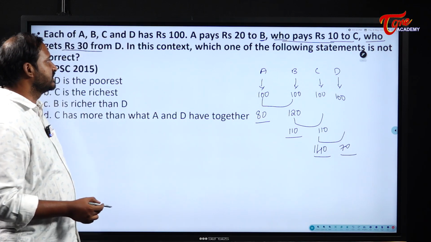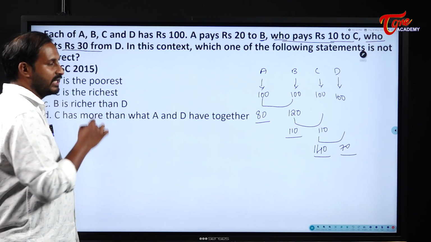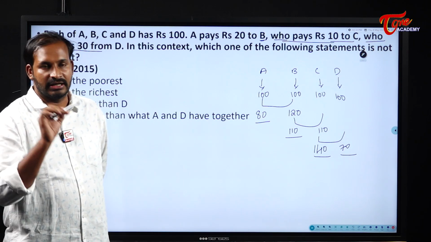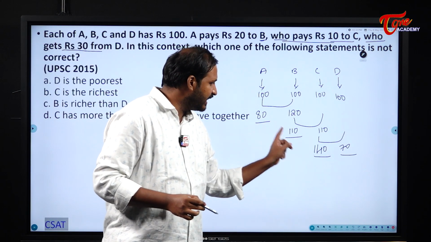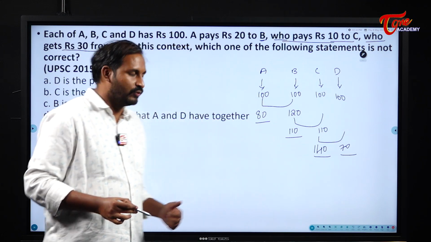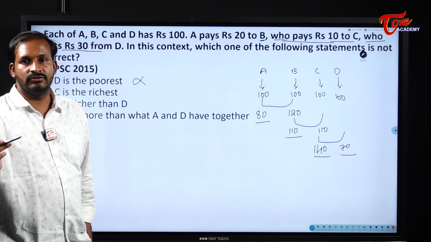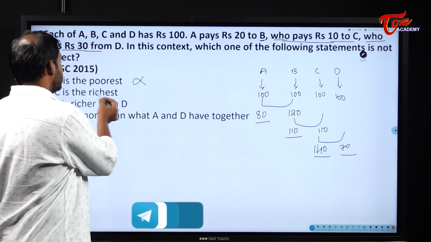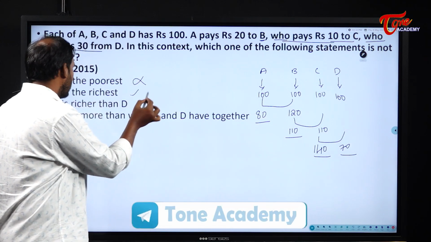Now come to the options. In this context, which one of the following statements is not correct? He is asking us for the one that is not correct. Now, D is the poorest. Yes, actually see here 80, 110, 140 and 70. Who is the poorest among these four? D is the poorest. That one is correct, but that is not our answer. Why? Because we need to choose a wrong one here. Next, C is the richest. Yes, C is the richest. That one is also not our answer.